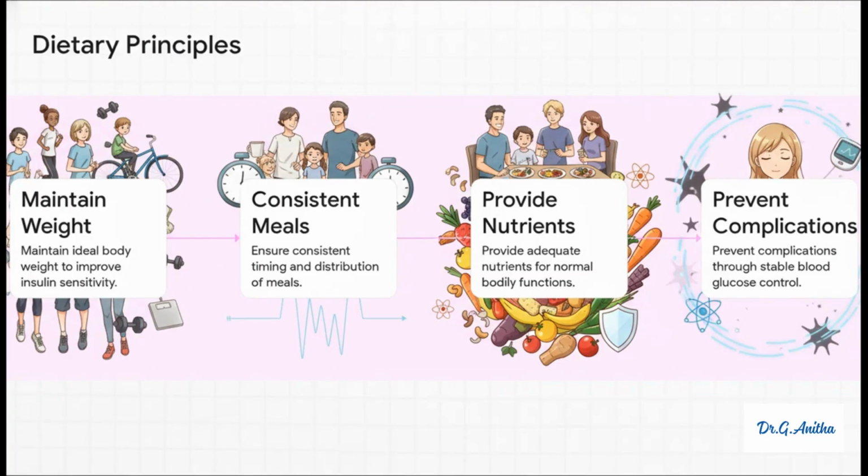So, the whole dietary strategy really boils down to these four key principles. One, get to and maintain a healthy body weight. This really helps with insulin sensitivity. Two, consistency is everything. Eating at regular times prevents those wild blood sugar swings. Three, make sure you're getting all the nutrients the body needs to function properly. And four, the ultimate goal that ties it all together is achieving stable blood glucose to head off those long-term complications.